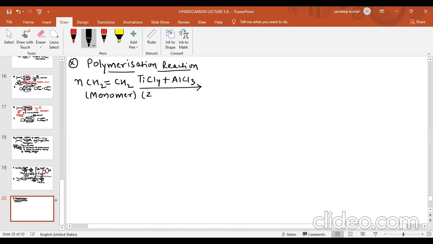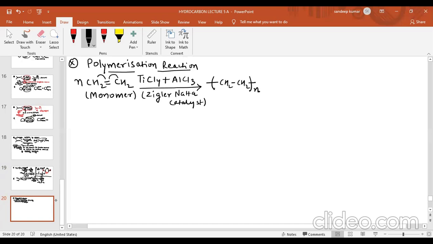This catalyst we also call Ziegler-Natta catalyst. Now break the bond homolytically. One electron on this, one electron on this, and join with back unit. Now join this with forward unit.